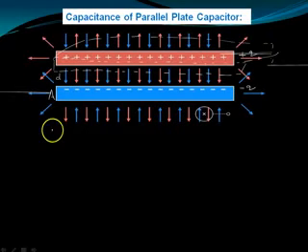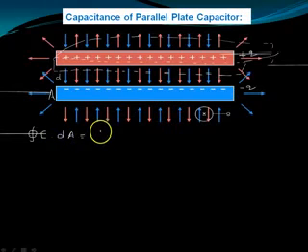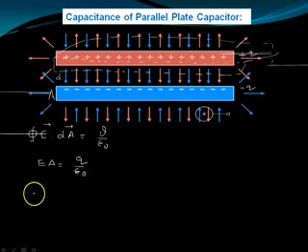So I write the Gauss law, integration E dot dA equal to Q enclosed by epsilon naught. This must be vector, no problem. Now you will say EA equal to, in this Gaussian surface the charge is plus Q, Q by epsilon naught. So electric field can be written as E equal to Q by epsilon naught A.